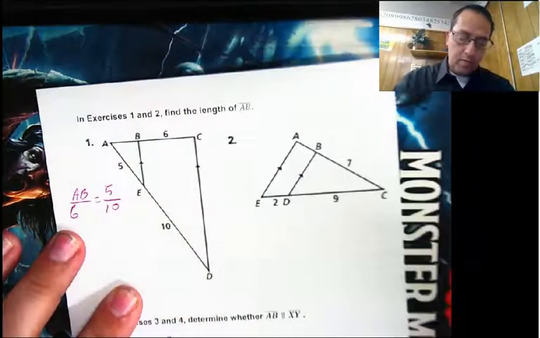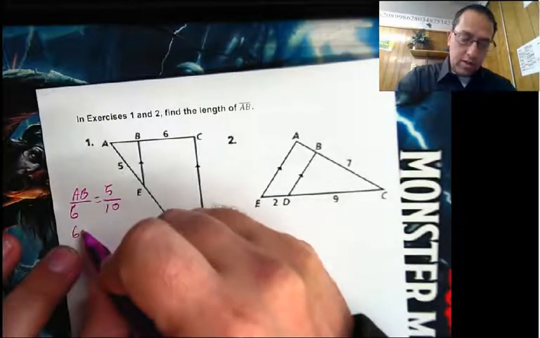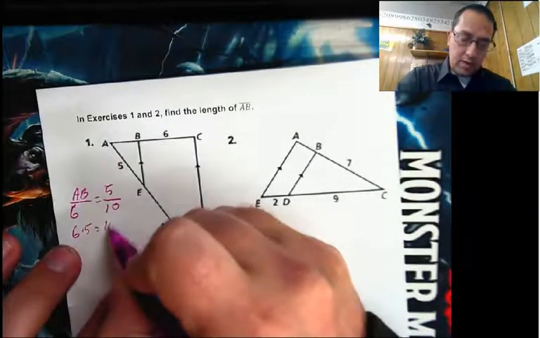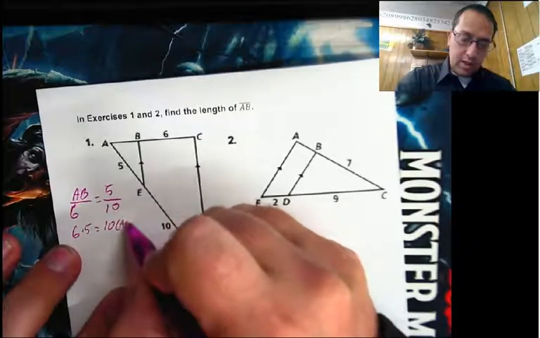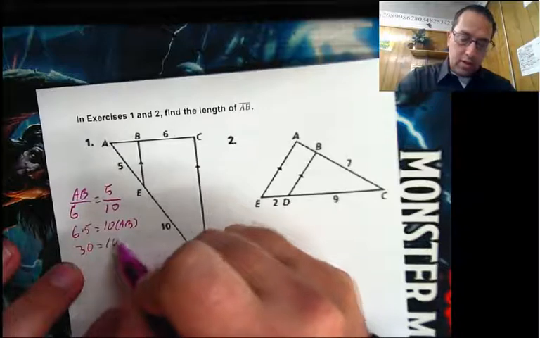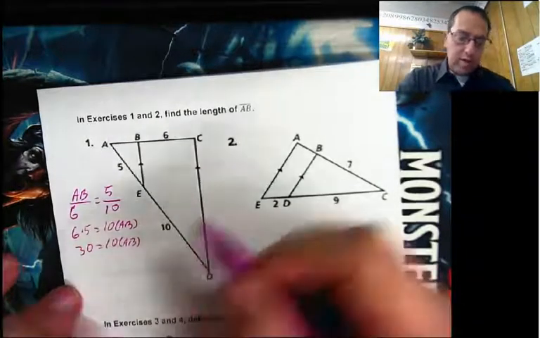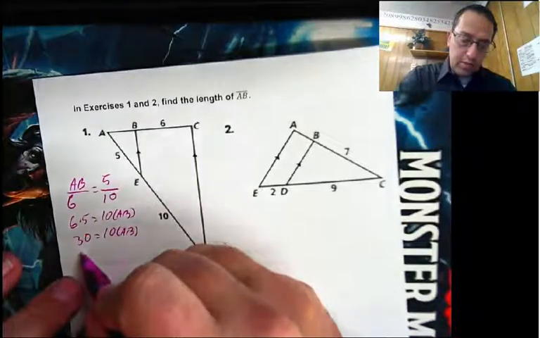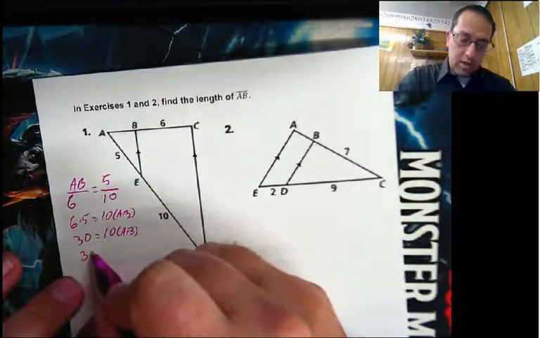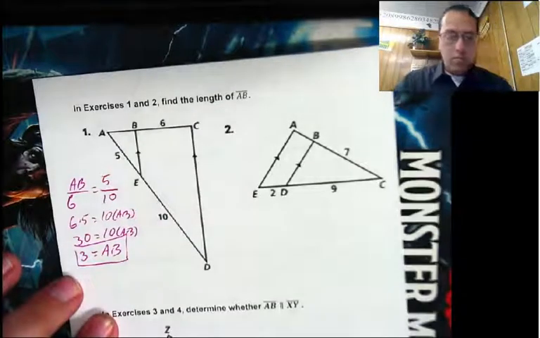Cross multiply, we have 6 times 5 equals 10 times AB. 30 equals 10 times AB. Divide by 10, and we end up with 3 as the length of AB.